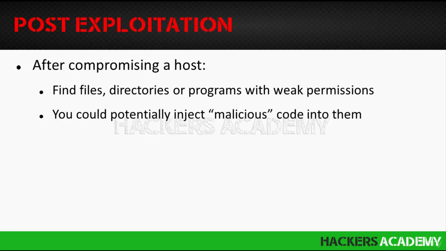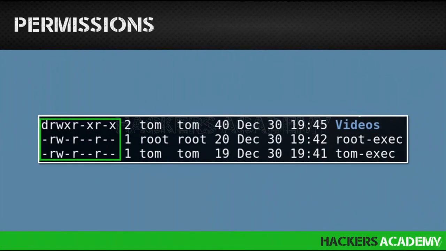And here's what permissions look like. If you remember when we first learned about the ls command, I told you to look only at the very first column on the far left, where we have the Ds and the dashes. And we said that D stands for directories, so here we can see videos, which is a directory, and the dash stands for files, like the root exec is a file and tom exec is a file. At that time, we ignored the rest of the characters. Now, however, we'll be looking at those.